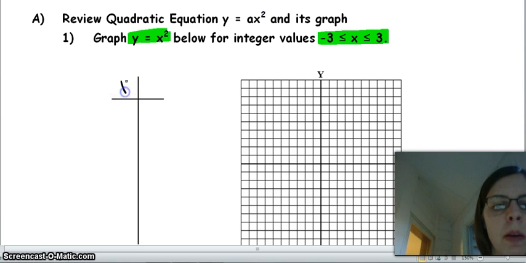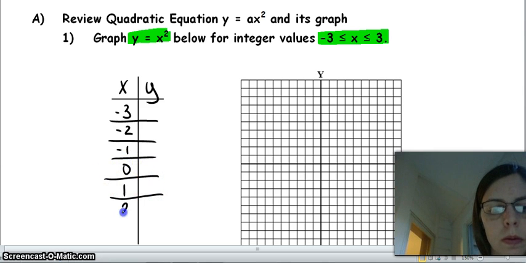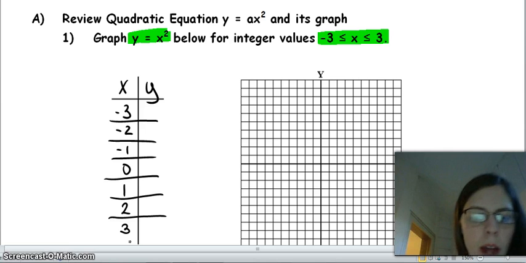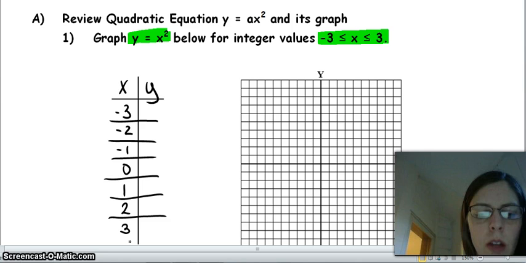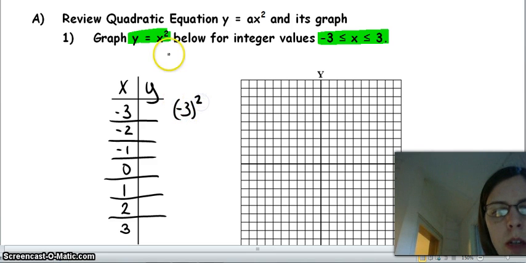So I'm going to make a table. And I'm going to go -3 through 3. So you can do the same thing in your notes. At any time during the video you can pause and you can write it down and then start back up again. So here, looking at the equation, we're going to put -3 in and square it for this equation, so we get 9.